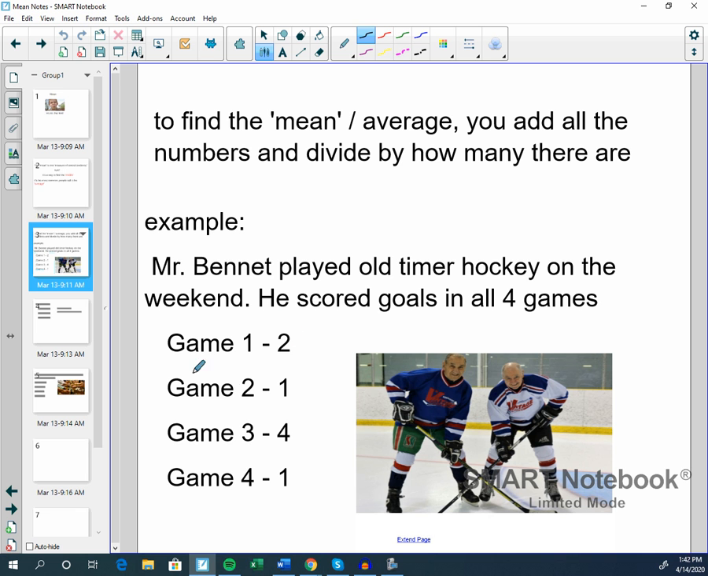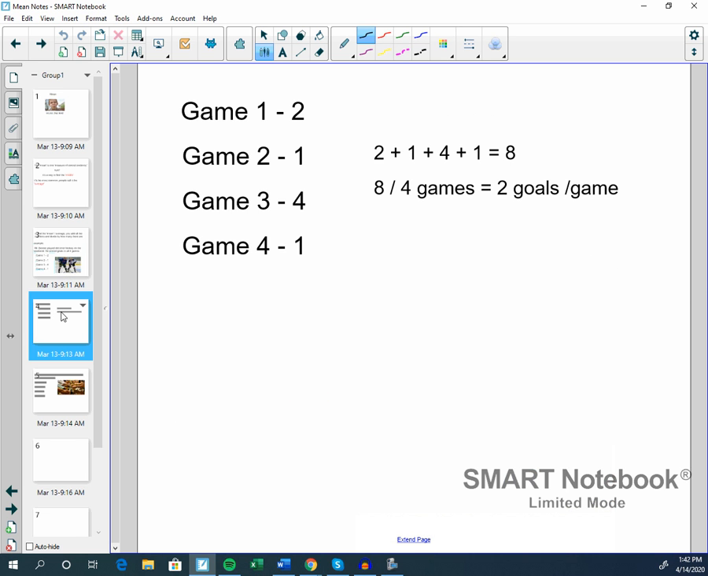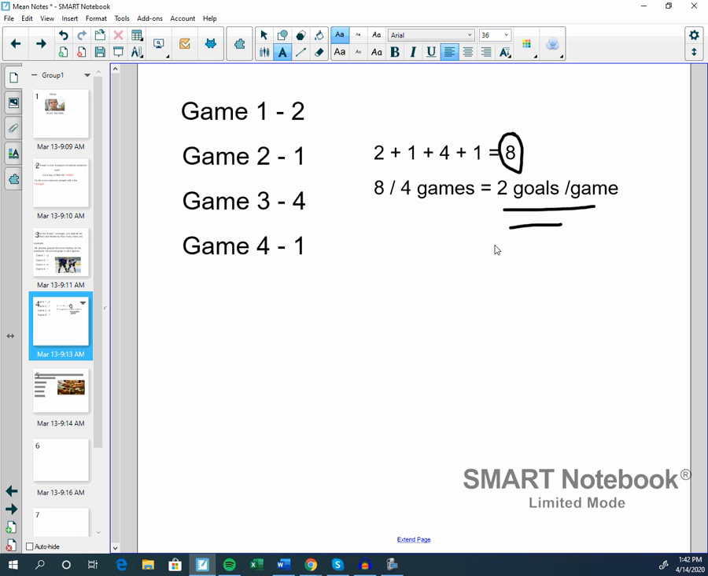So game 1, I scored 2 goals. Game 2, I scored just 1. Game 3, I scored 4. Game 4, I scored 1 because I was tired after scoring all those goals in game 3. Okay. So what do we do here? You take all those games, you add them up. So 2 plus 1 plus 4 plus 1, that adds up to 8. 8 divided by 4, there's 4 games, 8 divided by 4, 2 goals per game. That is known as my average or my mean. I scored an average of 2 goals per game. That's the middle.